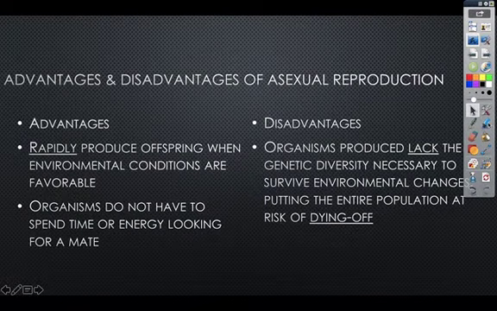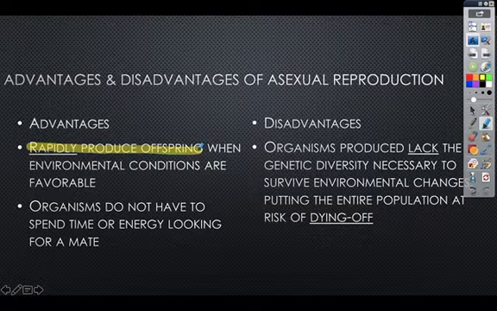All right, some advantages and disadvantages. One of the advantages of asexual reproduction is that it can rapidly produce offspring. As long as the environmental conditions are good, offspring are going to form pretty quickly, and they don't have to spend time or energy looking for a mate. The disadvantage is that the organisms that are produced are going to lack genetic diversity.